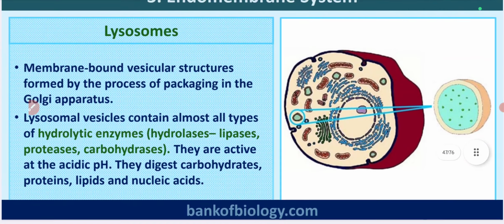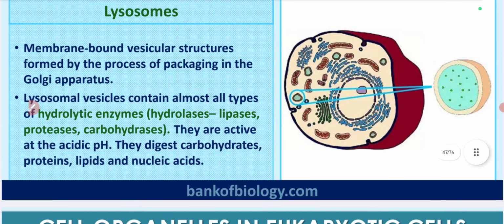Next is your lysosomes. Membrane bound vesicular structure formed by the process of packaging in the Golgi apparatus. Lysosomal vesicles contain almost all types of hydrolytic enzymes, that is hydrolase, lipase, protease, carbohydrases. They are active at the acidic pH. They digest carbohydrates, proteins, lipids and nucleic acids inside the cell.